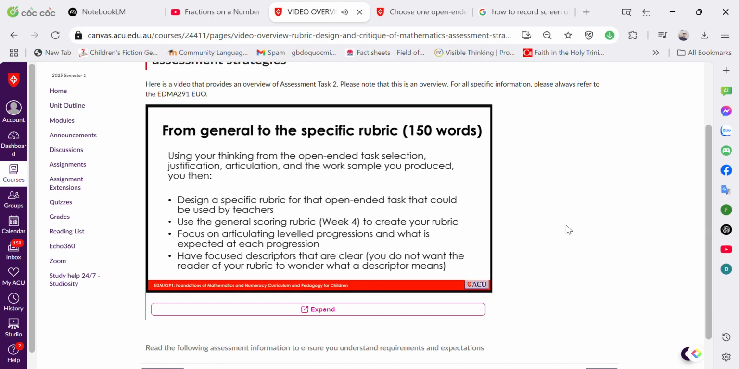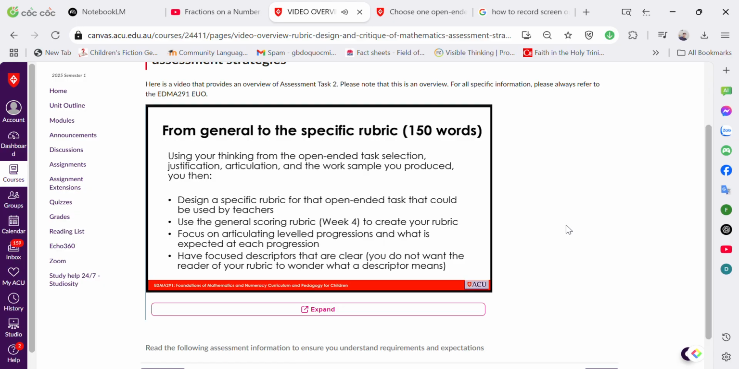The rubric will also be a partner element, and we're looking at going from a general rubric to a task-specific one. So you've really got to think about the task that you selected, your justification of it, what you know about it in terms of the curriculum, the articulation of the maths purpose, along with the work samples that you produced. You're then going to design a specific rubric for that open-ended task that could be used by teachers. So it's got to become classroom ready.